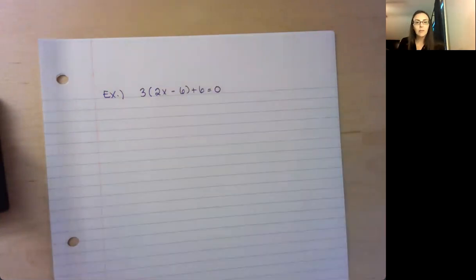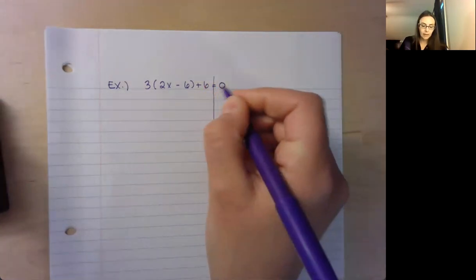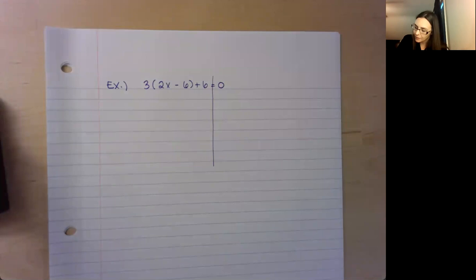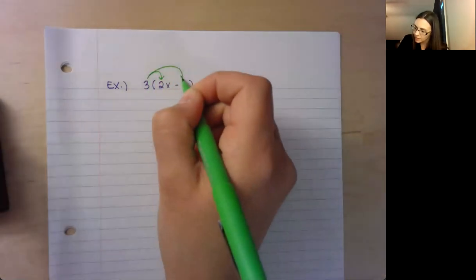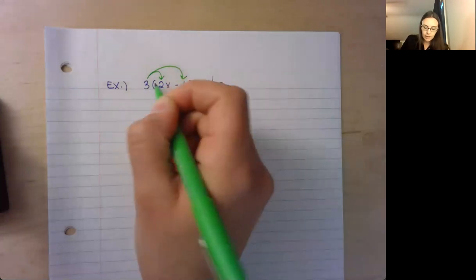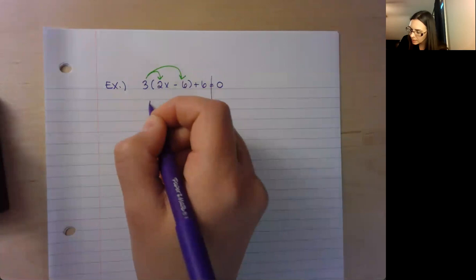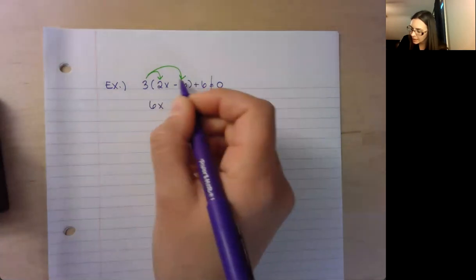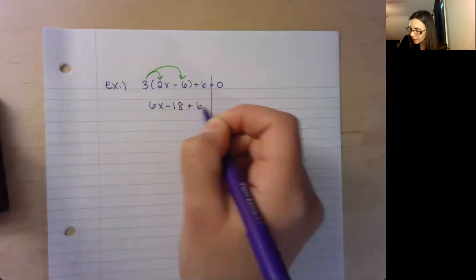Let's do another example. If I draw my line, on my right side I can't do anything, so I'm just going to leave it, but I can definitely distribute here. When you're distributing, make sure you don't go past the parentheses. Once that parentheses hits, I'm going to stop distributing. 3 times 2 is 6, so I have 6x. 3 times 6 is 18, so minus 18. Bring down that plus 6 equals 0.